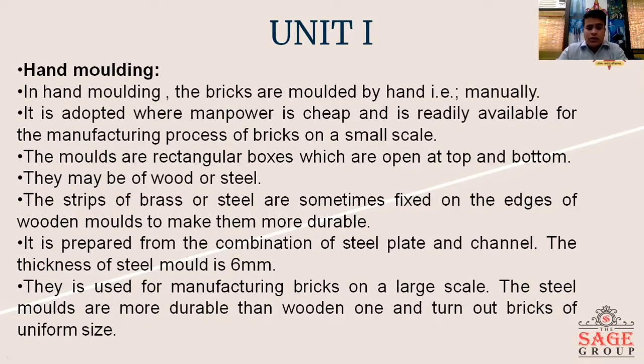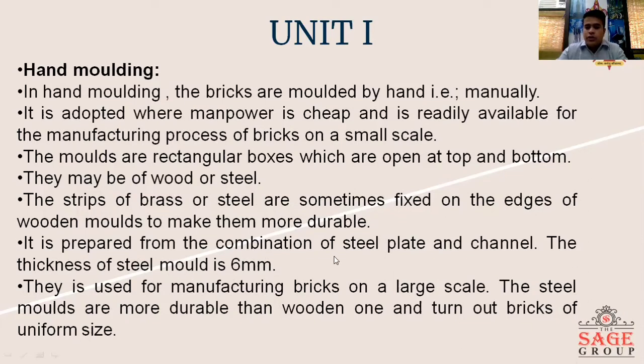The molds are rectangular boxes which are open at the top and bottom so that the brick can be easily molded and extracted. The mold should be made of wood or steel. Strips of brass or steel are fixed on the edges of the wooden molds to make them durable. So two types of material can be used, wood or steel. The steel mold is prepared from a combination of steel plates and channels having a thickness of 6 mm.